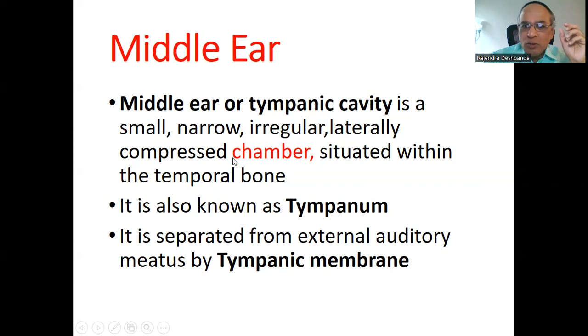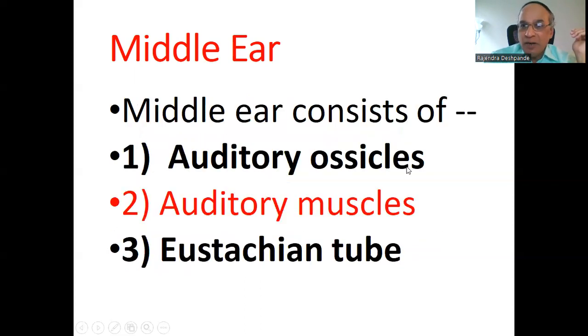This middle ear is also known as the tympanum. So middle ear is equal to tympanic cavity is equal to tympanum. It is separated from the external ear here. Can you see the external auditory meatus, also called the external auditory canal? And then there is the tympanic membrane, where the middle ear starts. So the tympanic membrane is the division between the external ear and the middle ear. The middle ear consists of the auditory ossicles that I have already mentioned, the smallest bones in our body.